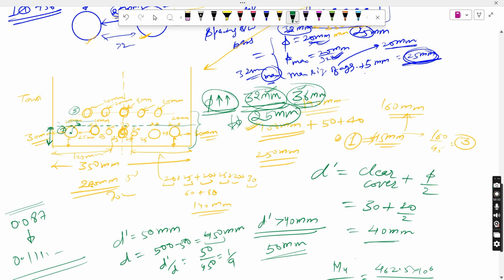There is one thing also, because if you take 25, then the horizontal spacing is 25. Then you take 32, then it will become 32. If you take 36, then it will become 36. But the number of bars will decrease parabolically.